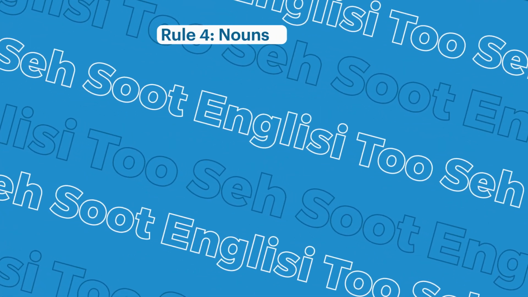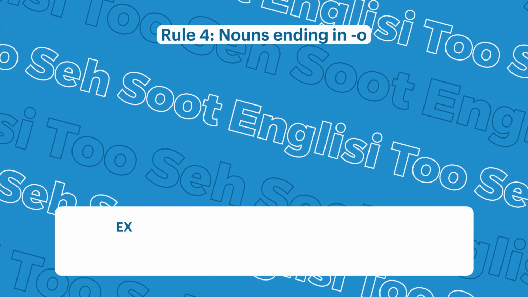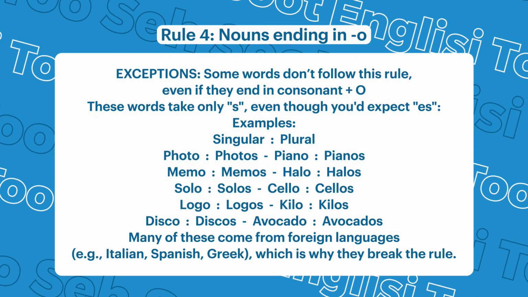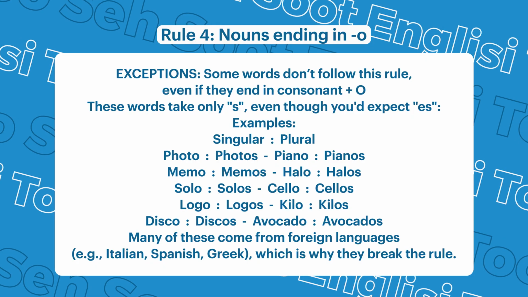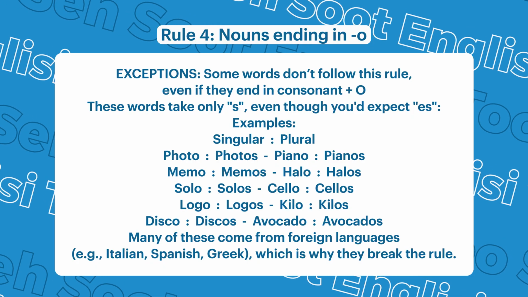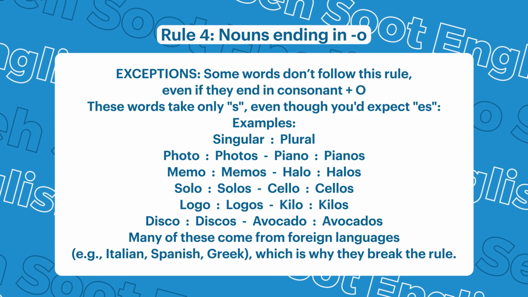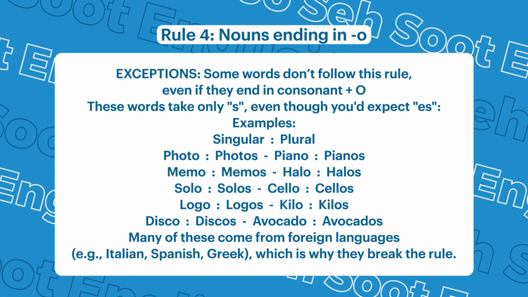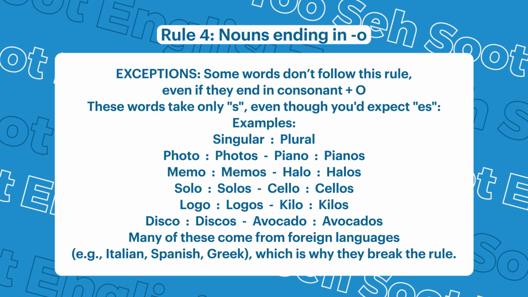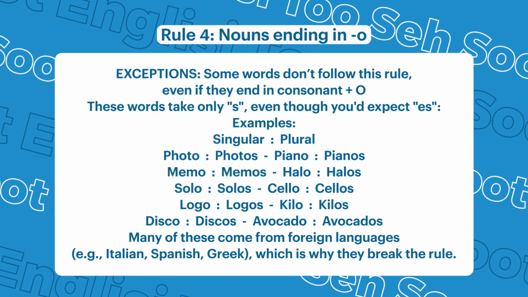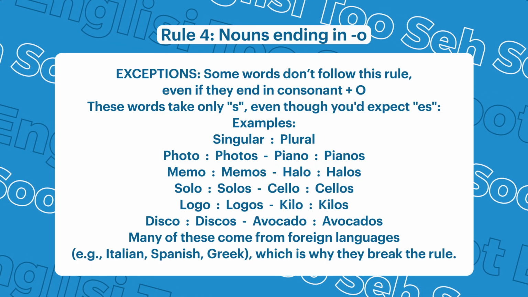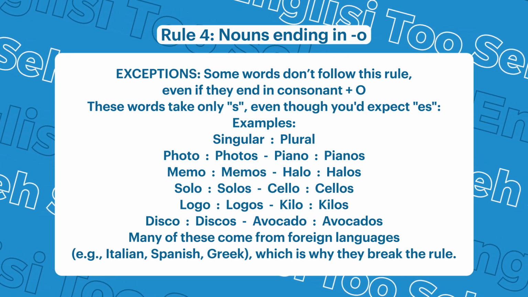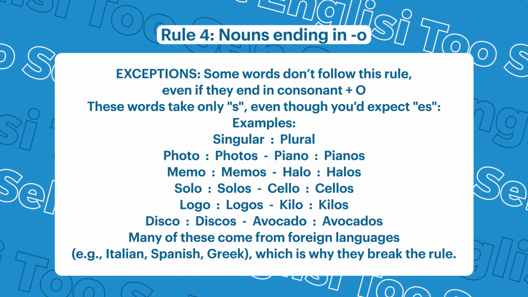We also have some exceptions. Some words don't follow this rule, even if they end in consonant plus o. These words take only s, even though you would expect es. For example, photo becomes photos, piano pianos, memo memos, halo halos, solo solos, cello cellos, logo logos, disco discos, avocado avocados. Many of these came from foreign languages, for example Italian, Spanish, Greek, which is why they break the rule.